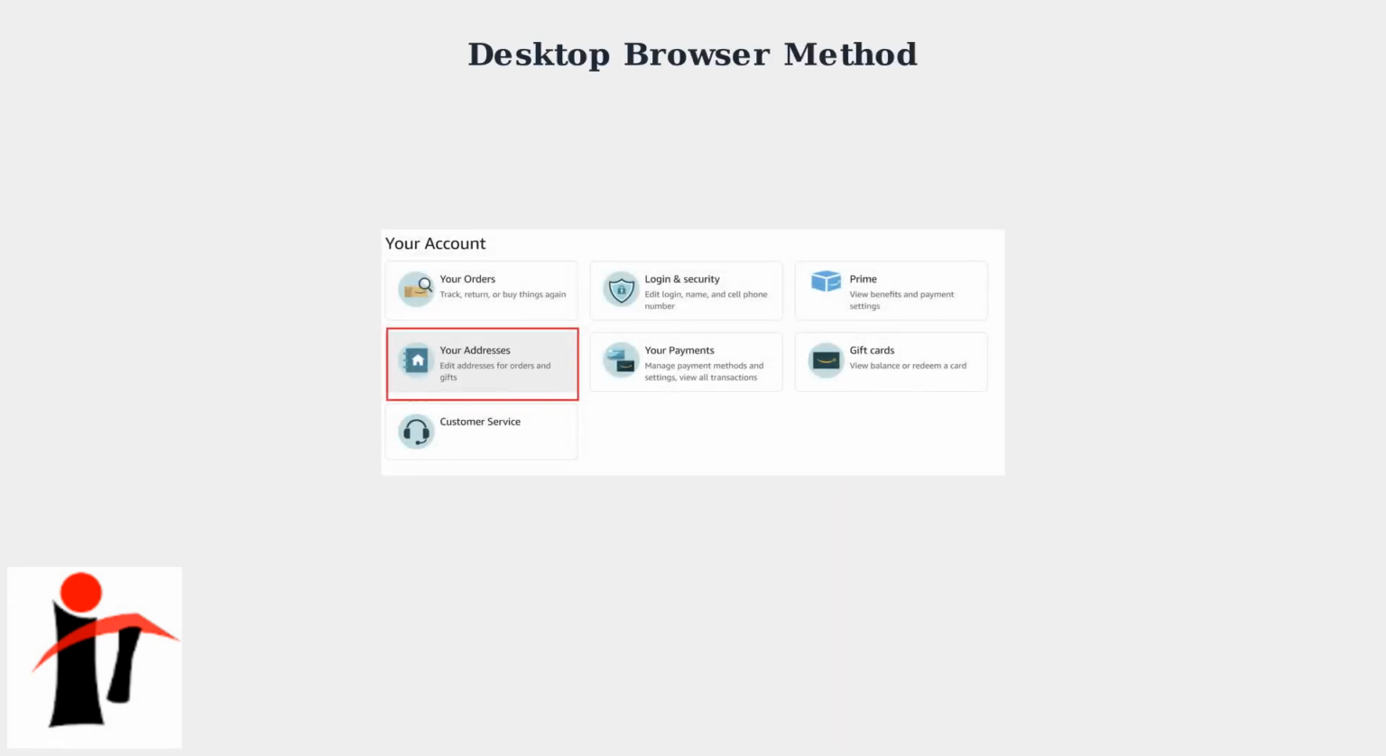On desktop, start by signing into your Amazon account. Navigate to Account and Lists, then click on your account. You'll see various account options displayed as boxes. Look for the Your Addresses option, which is highlighted here with an orange border. This box includes a house icon and shows the description, Edit addresses for orders and gifts.